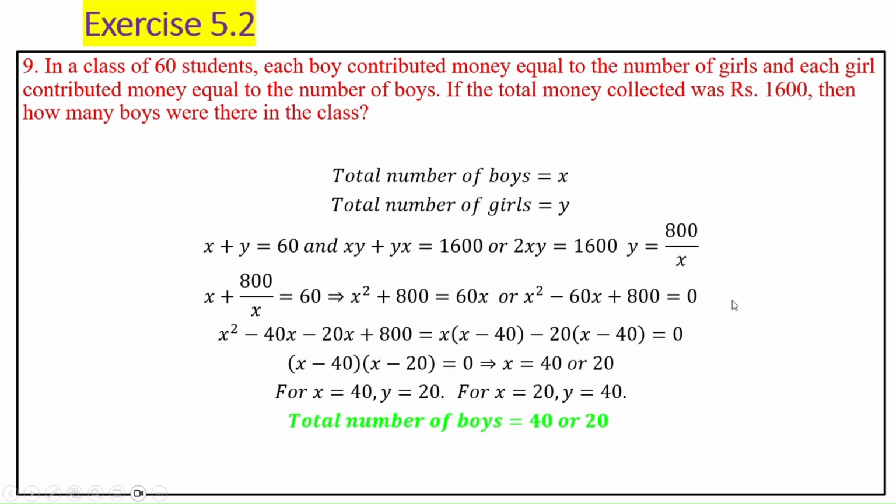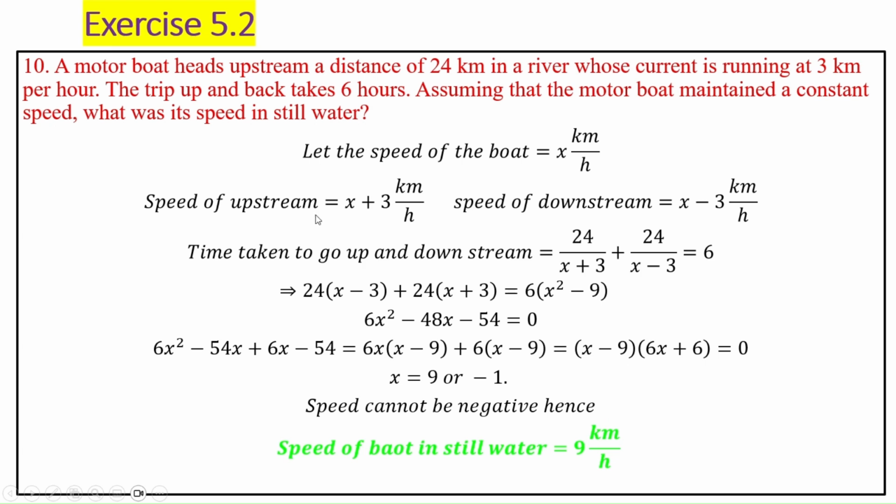Next, a motorboat heads upstream a distance of 24 kilometers in a river whose current is running at 3 kilometers per hour. The trip up and back takes 6 hours. Okay, assuming that the motorboat maintained a constant speed, what was its speed in still water?